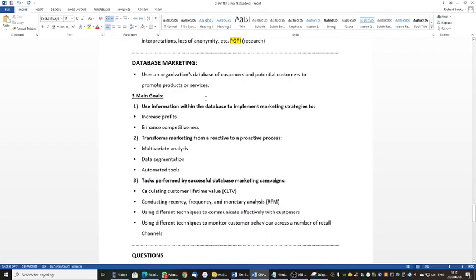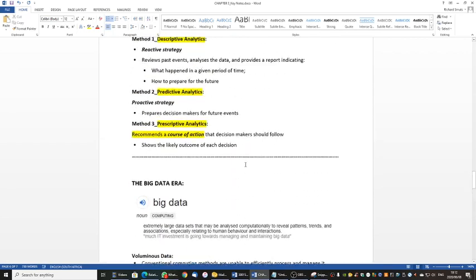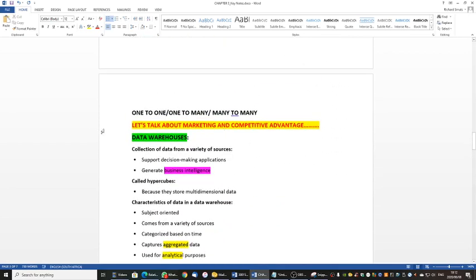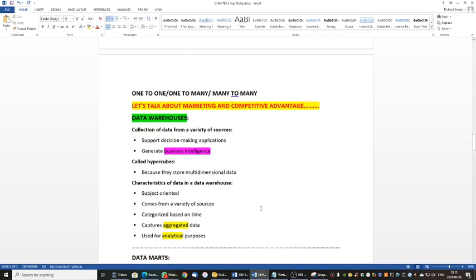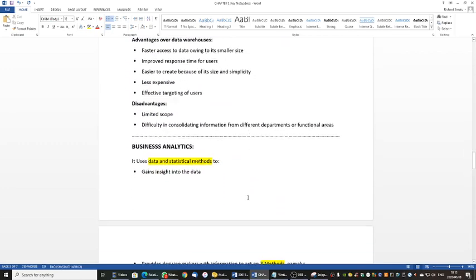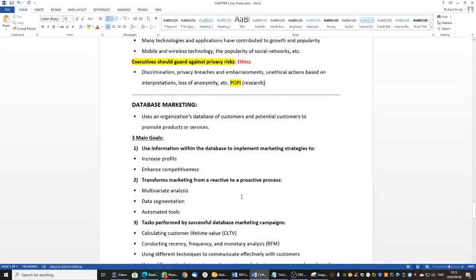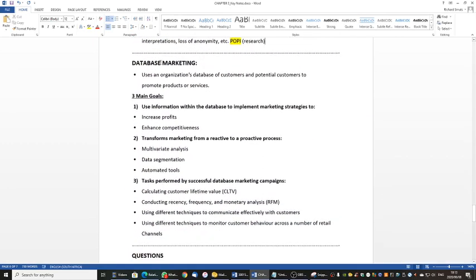If we look at database marketing, and I'm going back here again, right back to where I said let's talk about marketing and competitive advantage, what we are using these databases for, not just what they are. Database marketing is a very interesting and very big one. It uses a company's database, so that will be a data mart and not a data warehouse, of customers and potential customers to promote products or service.